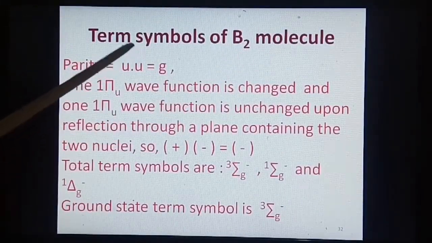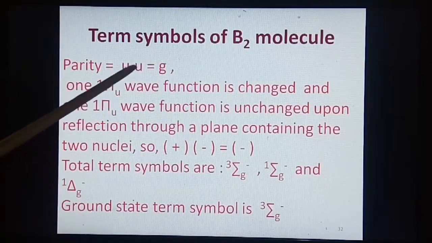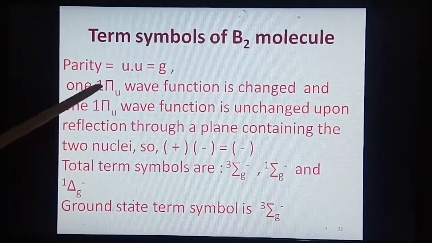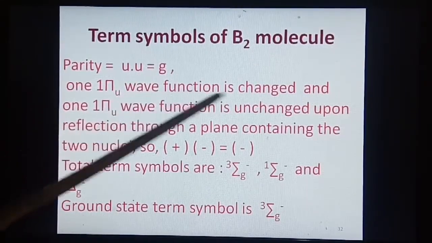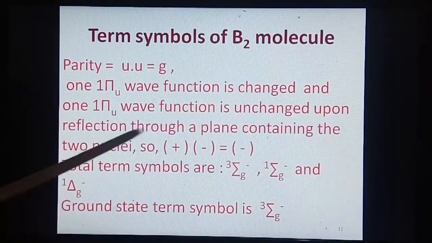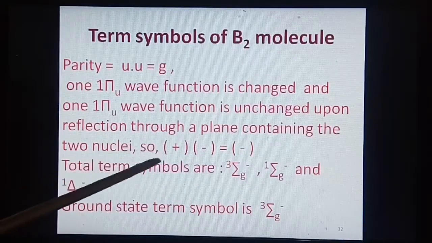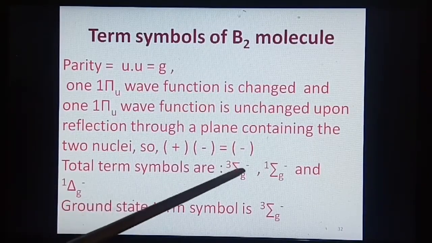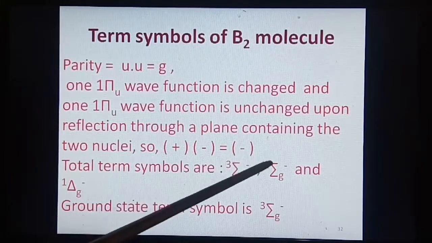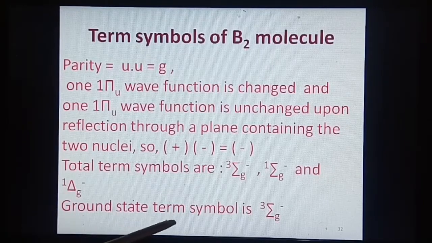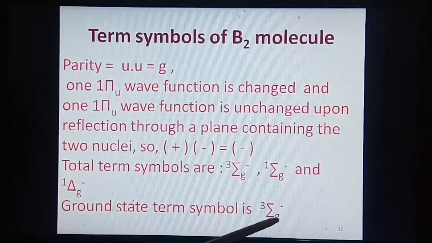Now parity will be g, because both electrons are u and u, so it will be the g parity. One pi u wave function is changed and one pi u wave function is unchanged upon the reflection through a plane containing the two nuclei. So plus times minus is equal to minus, so there will be a minus sign on the symmetry. So the total term symbols are 3 sigma g minus, 1 sigma g minus, and 1 delta g minus. The ground state term symbol is 3 sigma g minus.